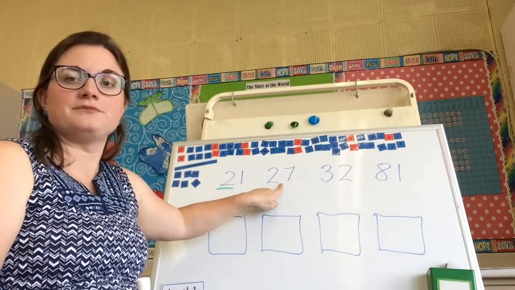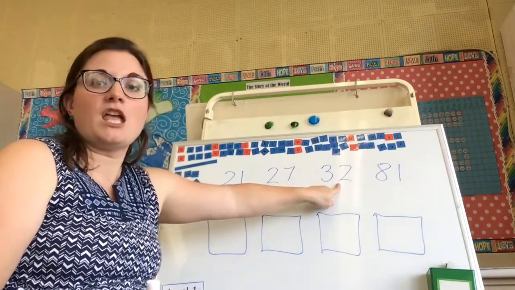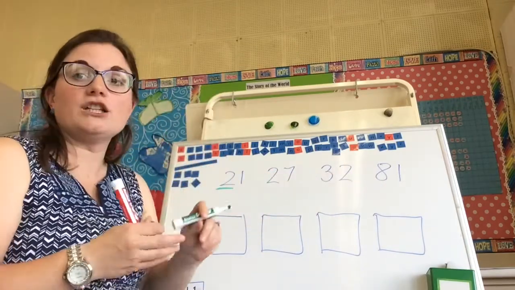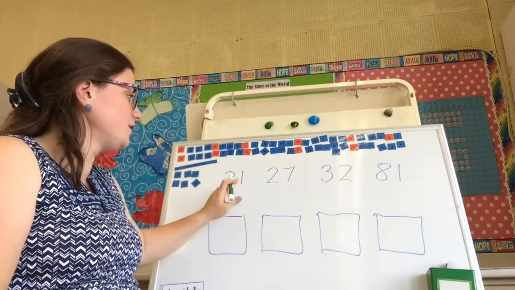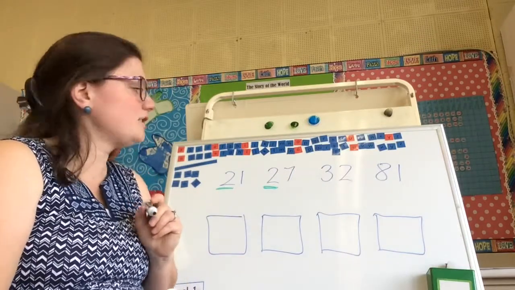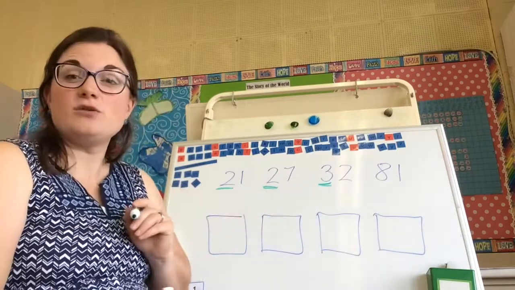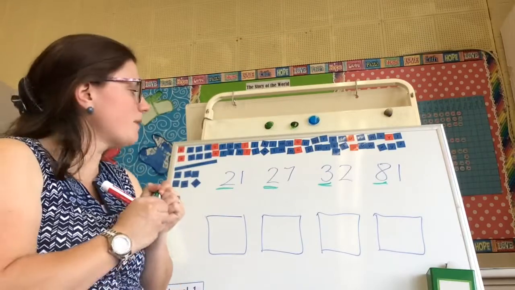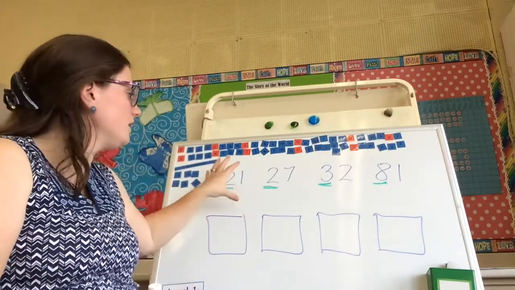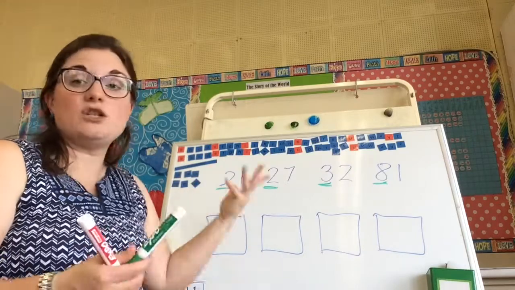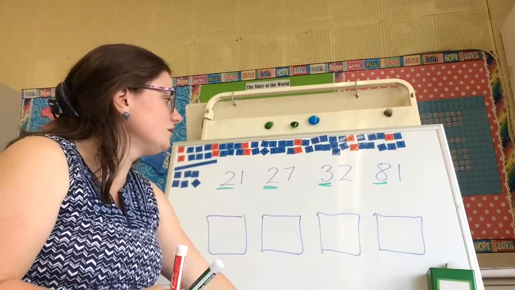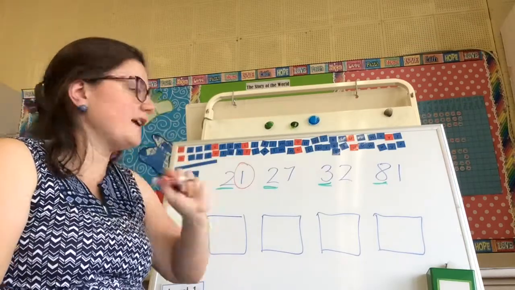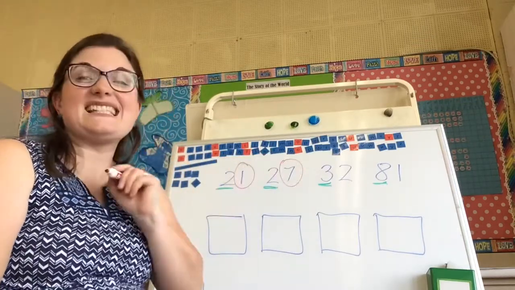21, 27, 32, 81. Okay, so let's go along and look at the tens. This 21 has 2 tens. 27 has 2 tens. 32 is 3 tens. And 81 has 8 tens. So the smallest number, we're looking at the smallest number of tens. Well, both of these numbers have 2 tens. Now I need to look at the ones. This number has 1 one, and this one has 7 ones.